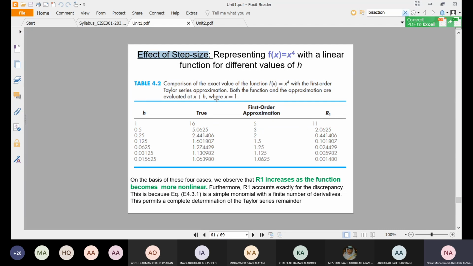After that, I want to study the effect if I decrease the step size. So now I decrease the step size by half, and instead of a step size of 1, I get 0.5. That means x_{i+1} is now equal to 1.5, not 2, because it is the center point plus the step size. The step size is 0.5, so x_{i+1} will be 1.5. If I evaluate the function at this point, I will get this one. This is the true value.